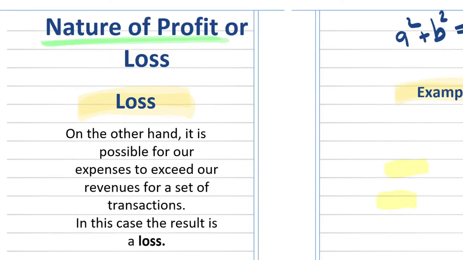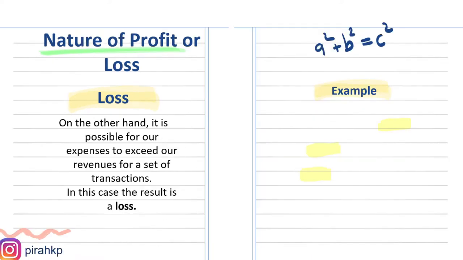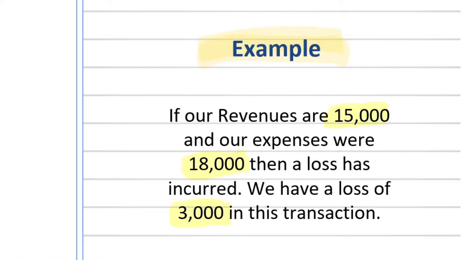On the other hand, it is possible for our expenses to exceed our revenues for a set of transactions. It can happen that your expenses are greater than revenues. In this case, the result is a loss. The example of a loss is, let's assume our revenues were 15,000 and expenses were 18,000. Revenues minus expenses is equal to minus 3,000. The value is negative, and you can even see the expenses are greater than revenues. So 3,000 is our loss. We have a loss of 3,000 in this transaction.